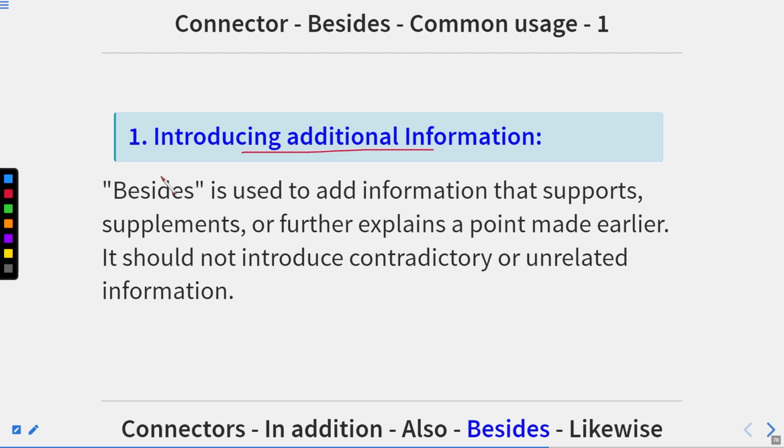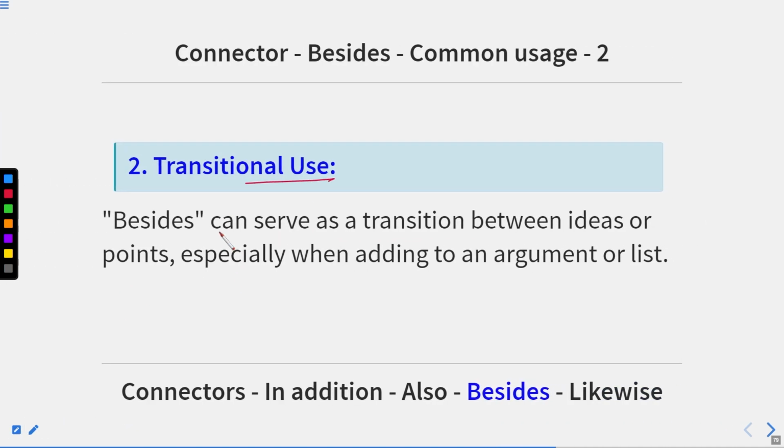Introducing additional information: besides is used to add information that supports, supplements, or further explains a point made. It should not introduce contradictory or unrelated information. Transitional use: besides can serve as a transition between ideas or points, especially when adding to an argument or list. So this is the common usage of besides, being an adverb and a preposition.